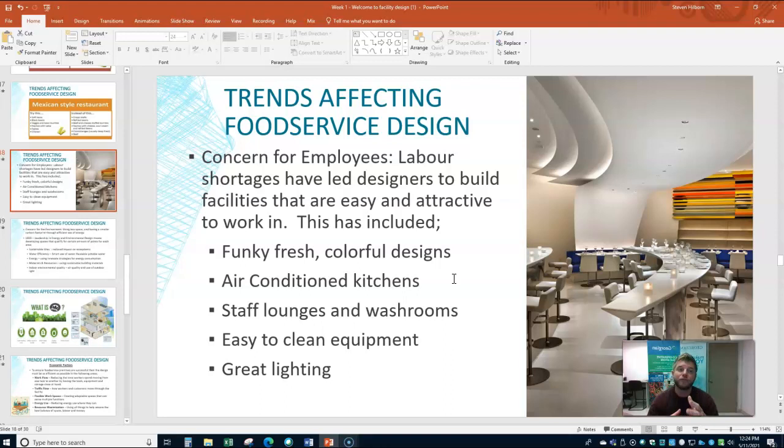Starbucks has a really good way of doing this themselves, where they say, hey, being a Starbucks barista is actually considered something that people are proud of, and they want to be that, and they look at it and say that's a really cutting-edge, cool job that you have. So they'll look at different funky, fresh, colorful designs to put into their restaurants, their food operations. Air-conditioned kitchens, and nice, great lighting.